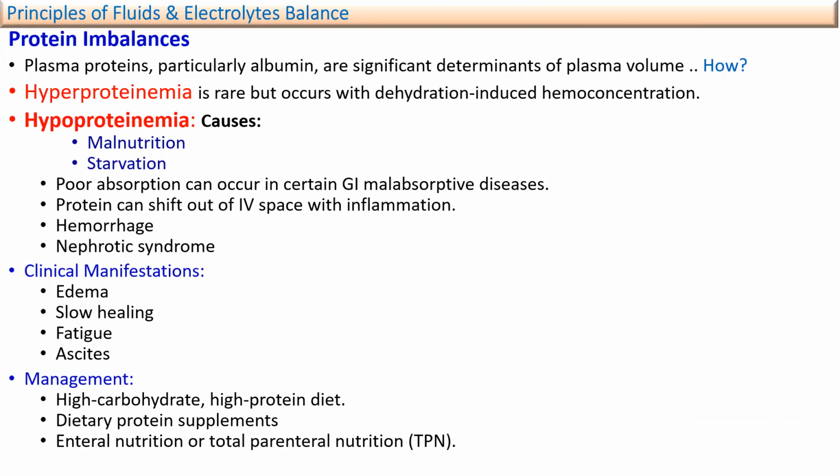The protein imbalances. Most of the proteins, particularly the albumin, are a significant determinant of the plasma volume. And we explained that in the previous slides, explaining the oncotic colloidal pressure and how these colloids, the oncotic or colloidal pressure, proteins are going to pull the fluids back into the bloodstream to maintain the fluid volume in the plasma space. The hyperproteinemia is a rare condition, but that would result with dehydration-induced concentration.